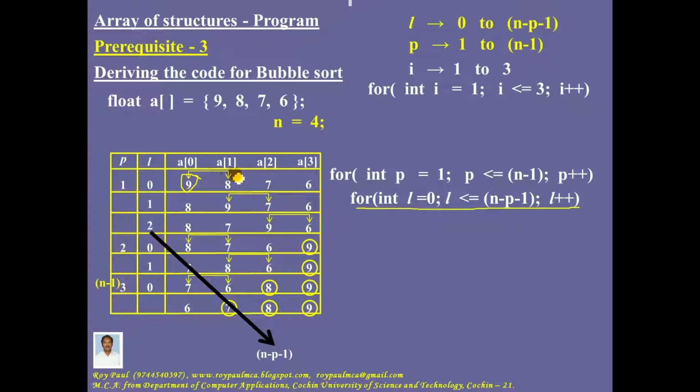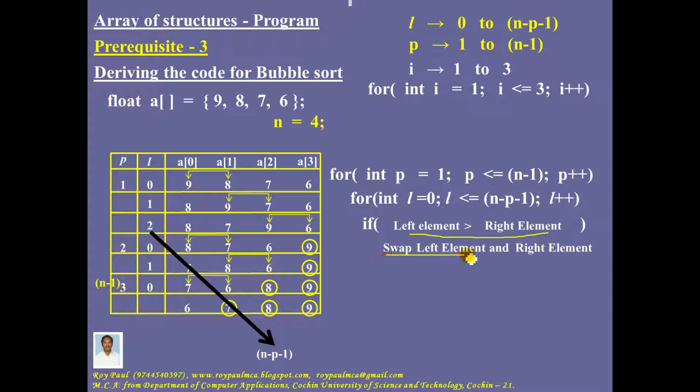If the left element greater than the right element, I need to swap them. So like this. If the left element greater than the right element, swap the left element and the right element. Now how will you get the left element? How will you get the right element? The index of the left element is there in variable L. So this index, the index of the left element is there in variable L. So this one is there in variable L. Now if this is L, what will be this? L plus 1.